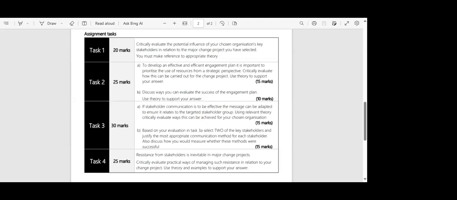I don't have the syllabus guide with me, so I'm not able to tell you all in which area you can select.